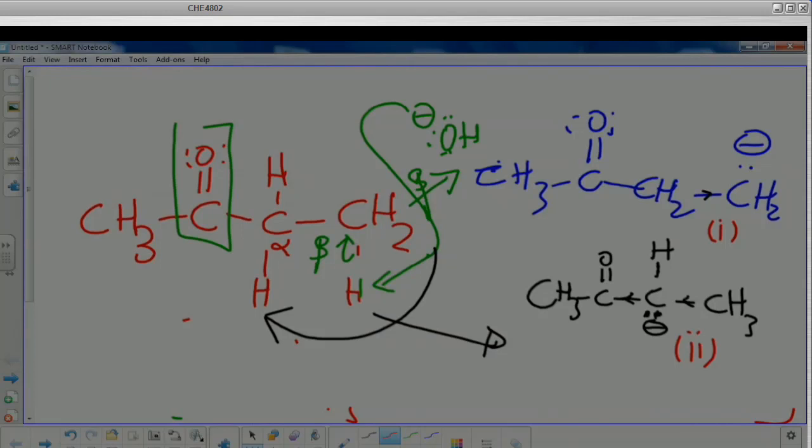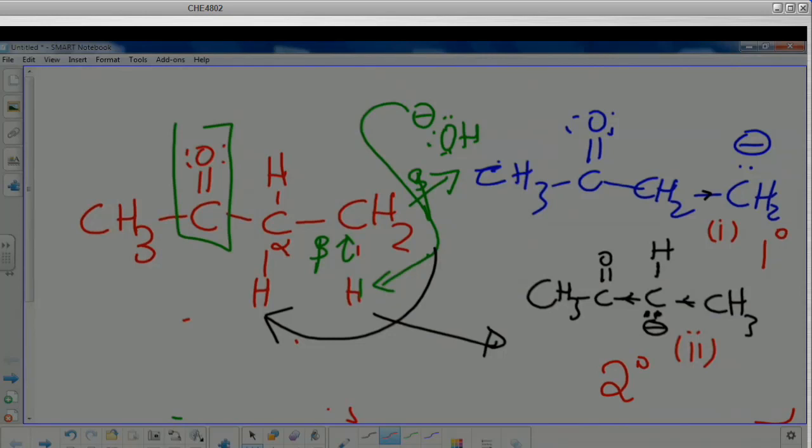What type of a carbon ion is Roman figure 1? It's a carbon ion, a negatively charged carbon species. It's primary, because the negatively charged carbon is bonded to only one other carbon. You agree? So what type of a carbon ion is this one? Secondary. You agree? Two carbons around it.